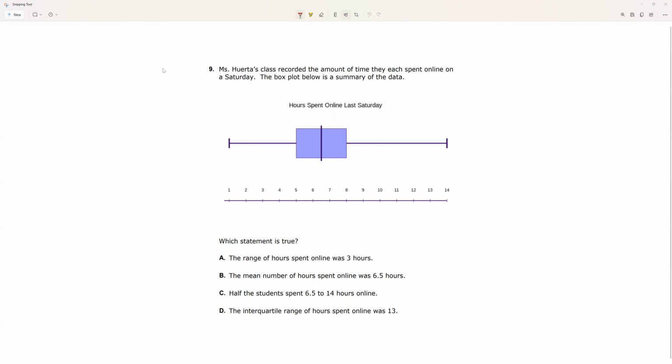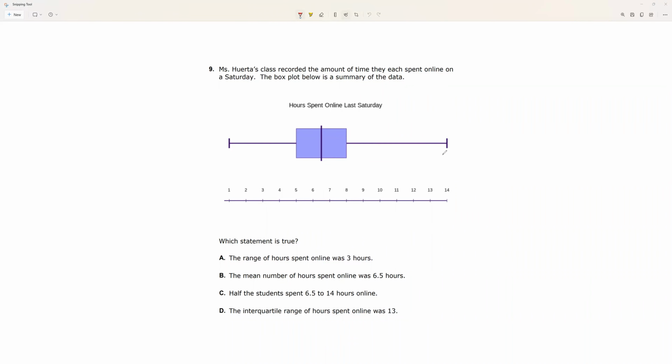All right, so this is question number 9, and this one says, Miss What Does class recorded the amount of time they spent online on a Saturday. The box plot shows below a summary of the data. Okay. Now a summary of the data. When we have a box plot, that's giving a hint right here. That summary of data is that we need to find our 5-number summary, right?